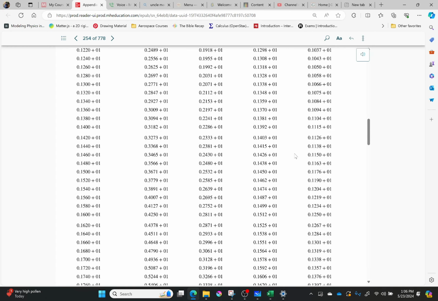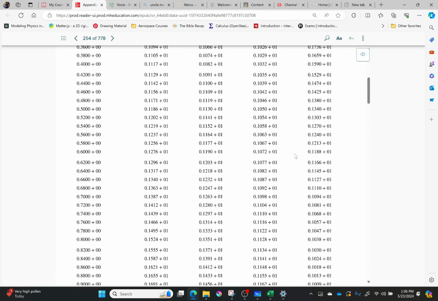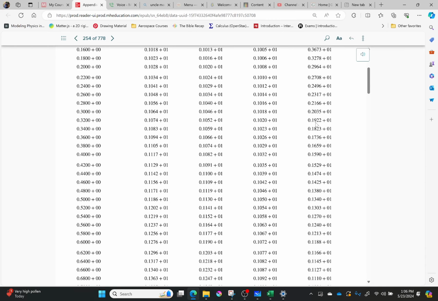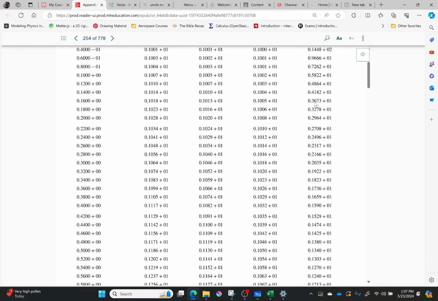So I'm going to go back down here to very small numbers and try to find 5, which comes at, I'm going to cheat here and say that it's a Mach number of 1.12, okay? It's not technically exact, but it's close enough.